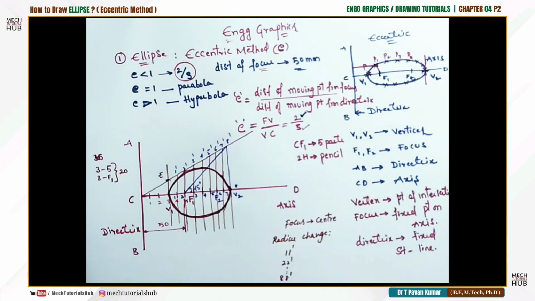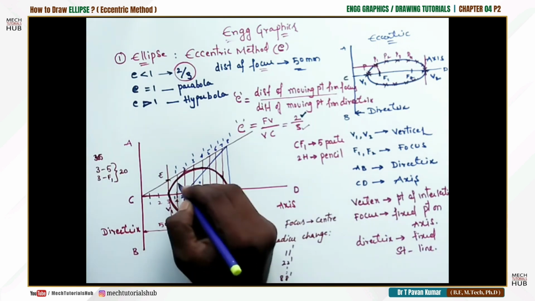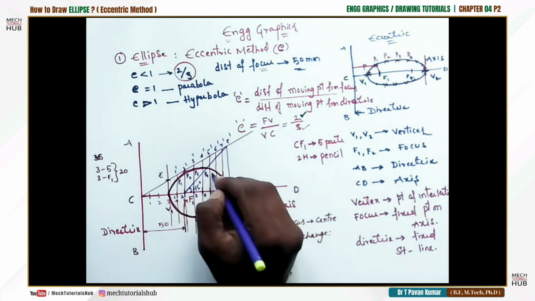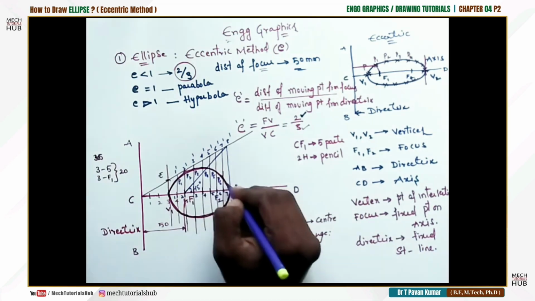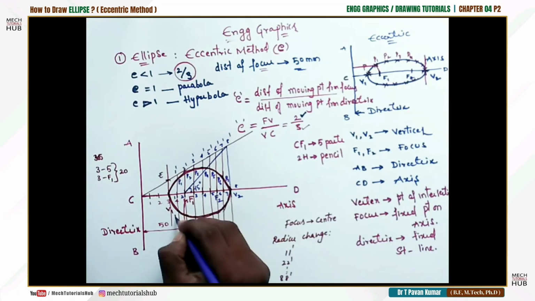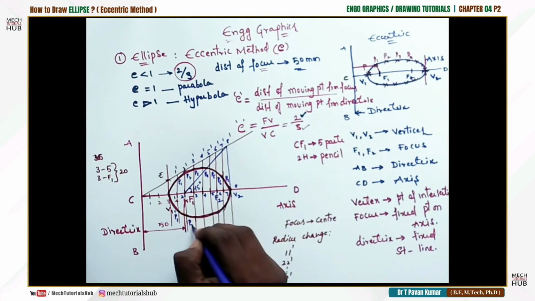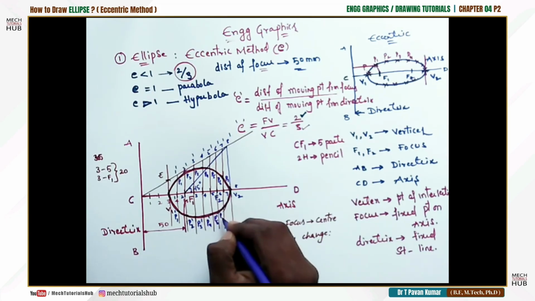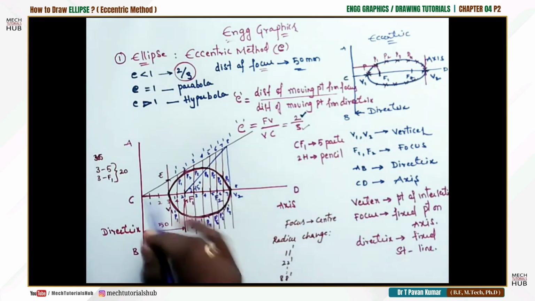Now once this is done, you need to name the points. This is P1, P2, P3, P4, P5, P6, P7, P8. Similarly, if this is P1, this is going to be P1 prime, P2 prime, P3 prime, P4 prime, similarly P5 prime, P6 prime, P7 prime. This is how we will construct an ellipse.